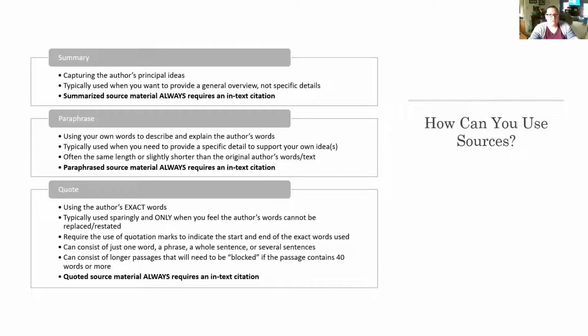But very rarely should you be using direct quotes. And again, direct quotes is taking something word for word from the source. It might be just a few words. If it's word for word from the original, it still gets the quotes. It might be a whole sentence. It gets the quotes. Might be 2 or 3 sentences.